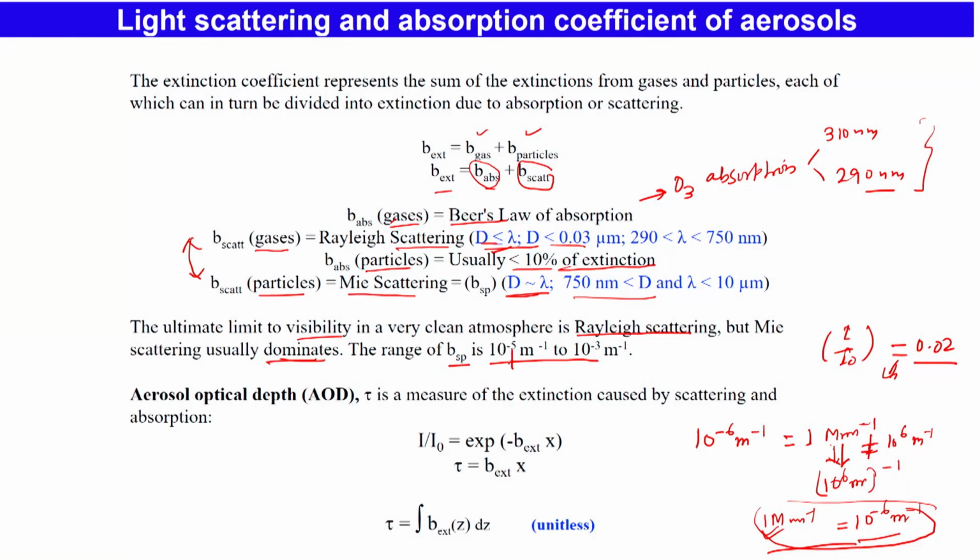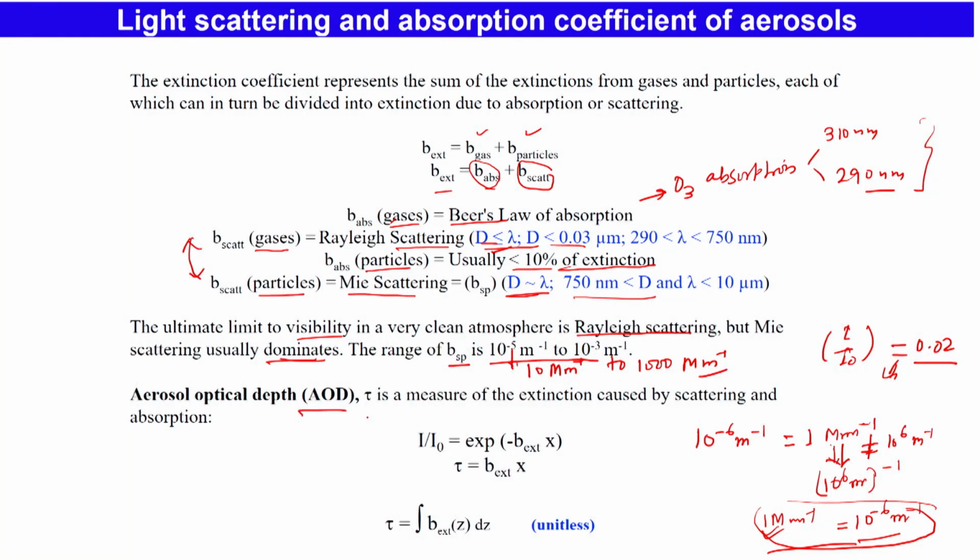So if you see this one, this will be 10 Mm inverse to 1000 Mm inverse. This is how it actually is. So scattering can vary from 10 to 1000, like million meter inverse.